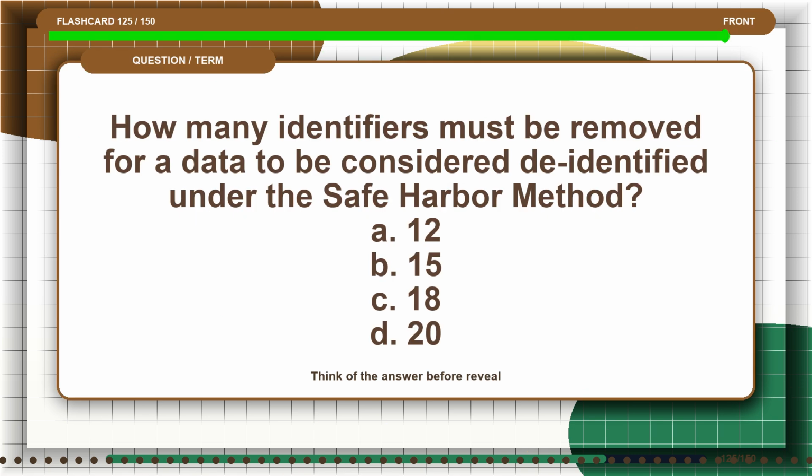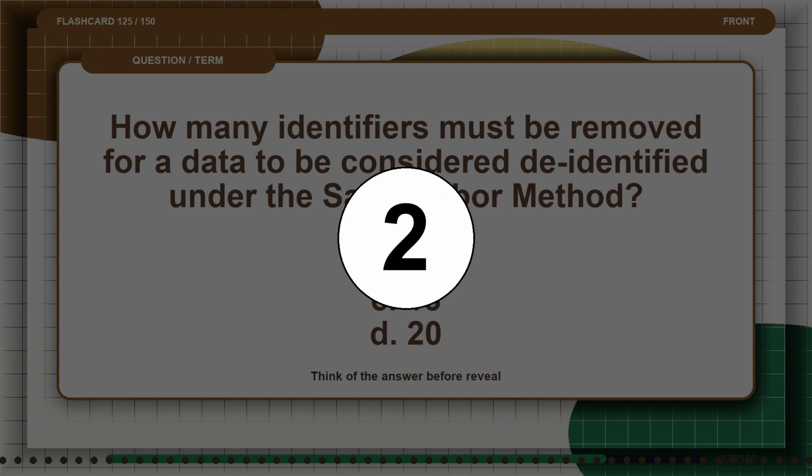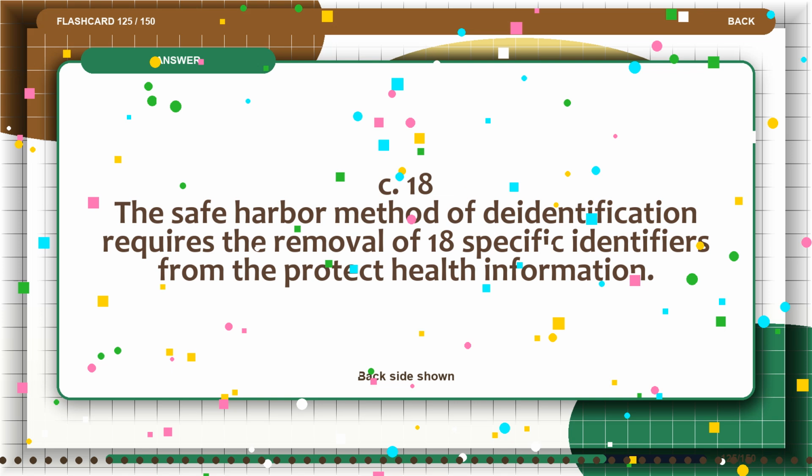Flashcard 125. How many identifiers must be removed for data to be considered de-identified under the safe harbor method? A. 12 B. 15 C. 18 D. 20. Think of the answer before the reveal. The answer is C. 18. The safe harbor method of data identification requires the removal of 18 specific identifiers from the protected health information.